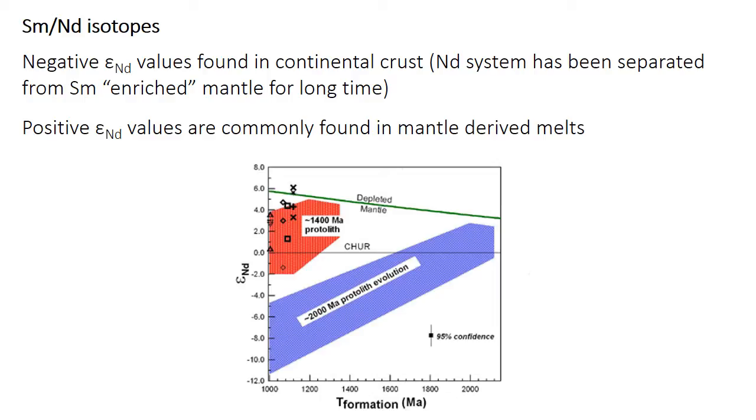So we can use the sedimentary composition to get an idea of when that material was removed from the mantle, and then tie it back to areas on the continent that we know the epsilon neodymium values of.